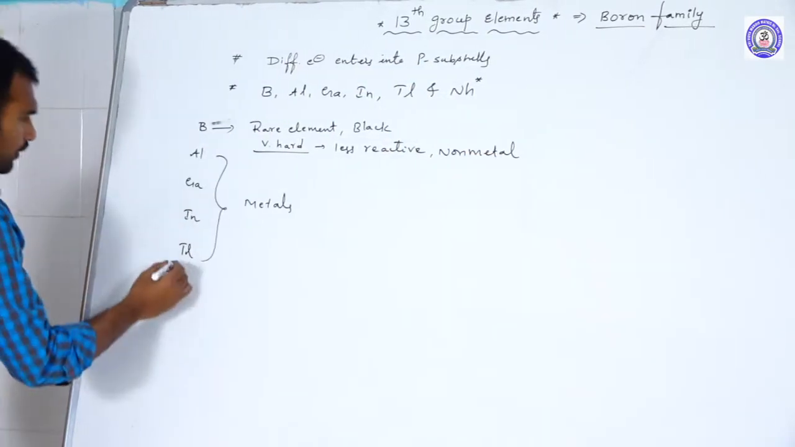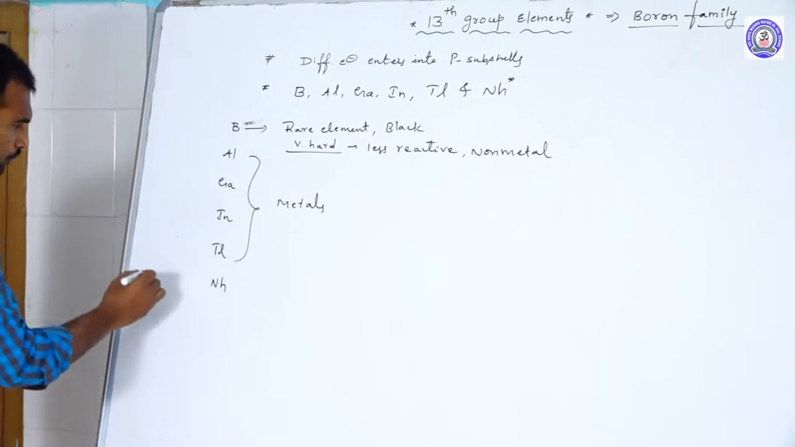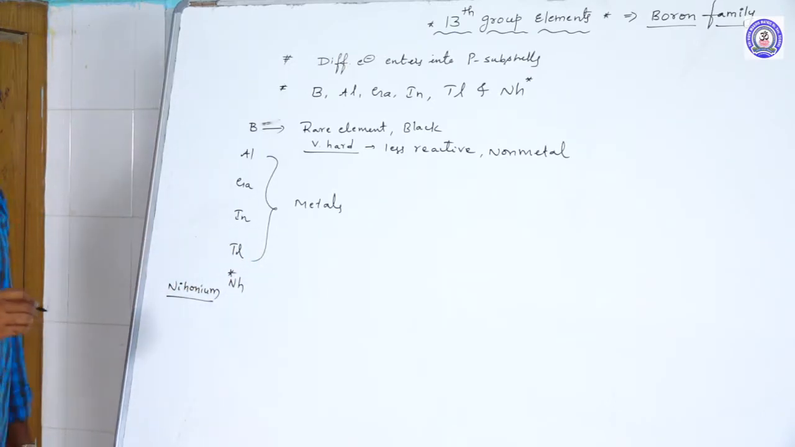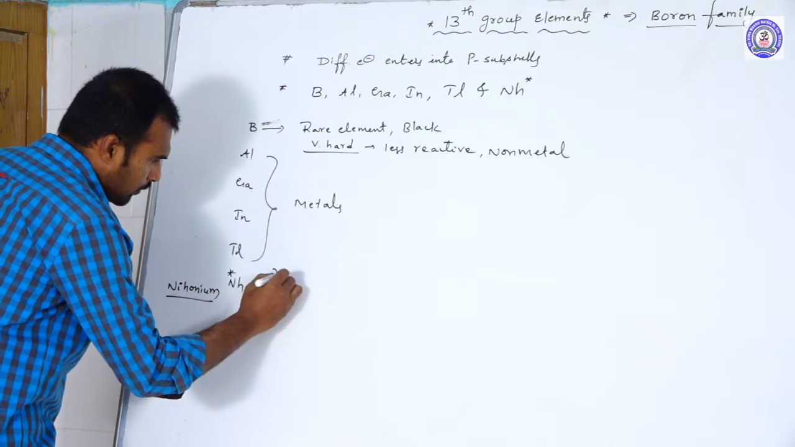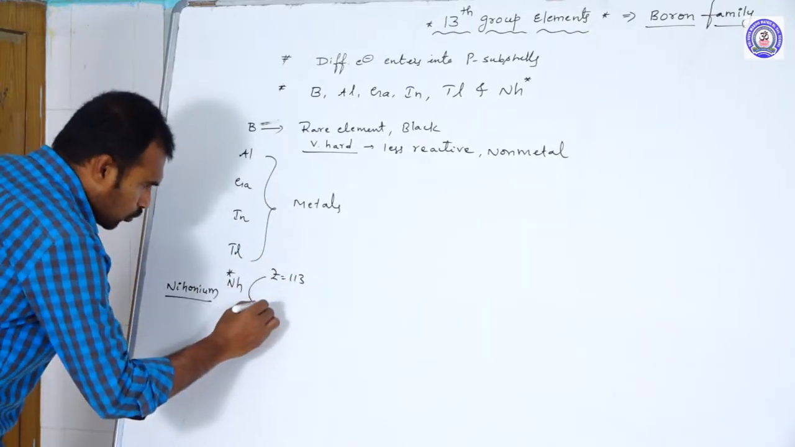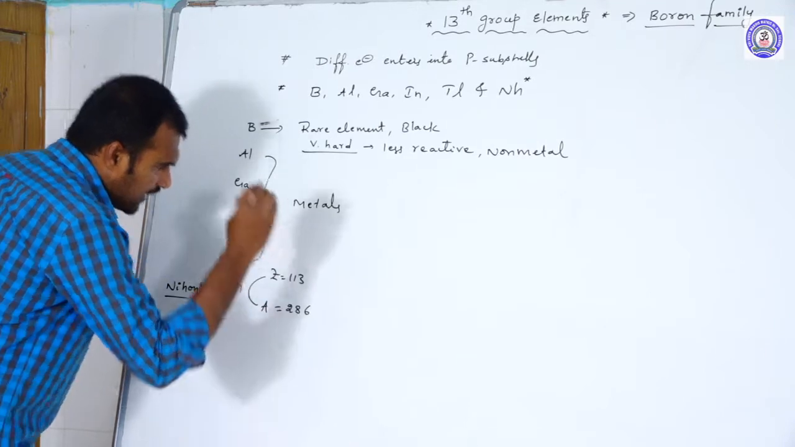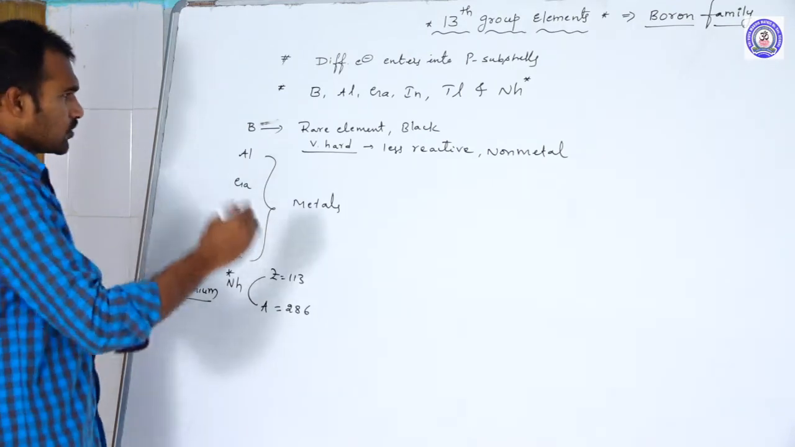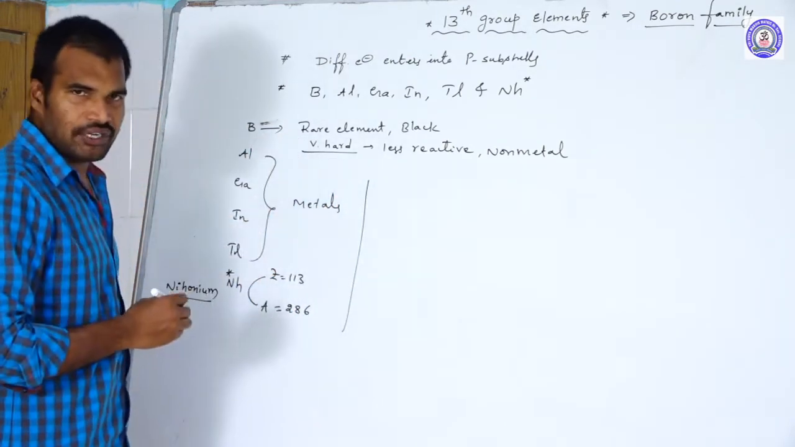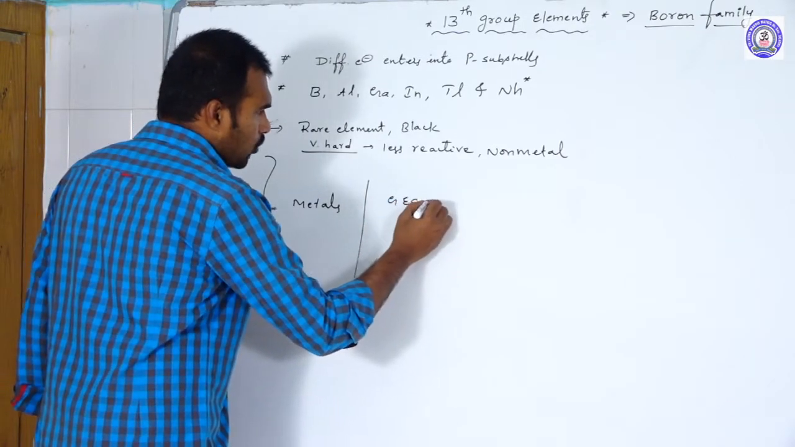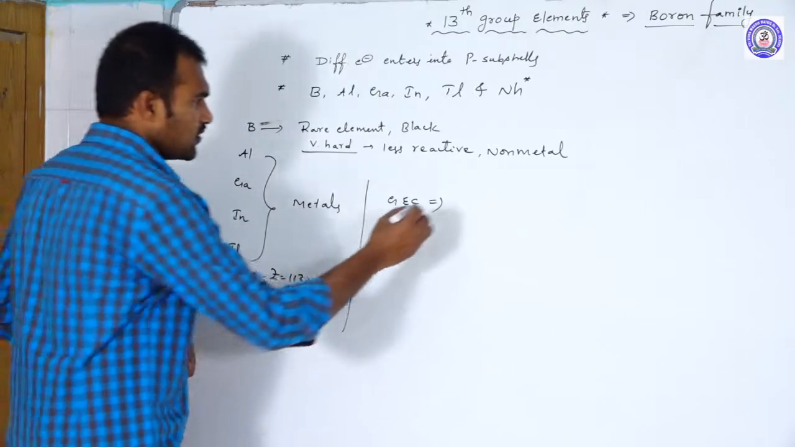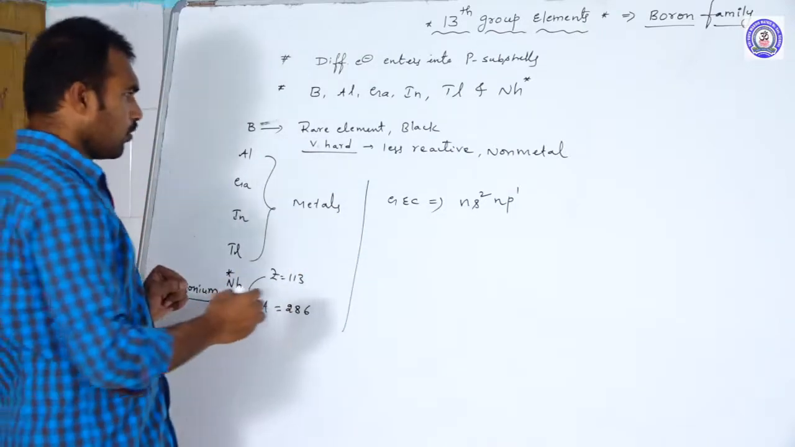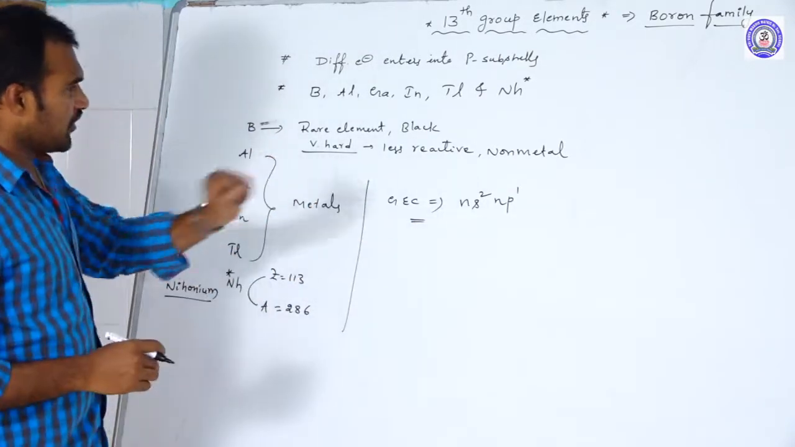And one more thing, the newly introduced element is nihonium, and it is a radioactive element, whose atomic number is 113 and whose mass number is 286. So this is about the radioactive element nihonium. If you check the general electronic configuration, the general electronic configuration of all these elements is ns2 np1. So this is about the general electronic configuration.